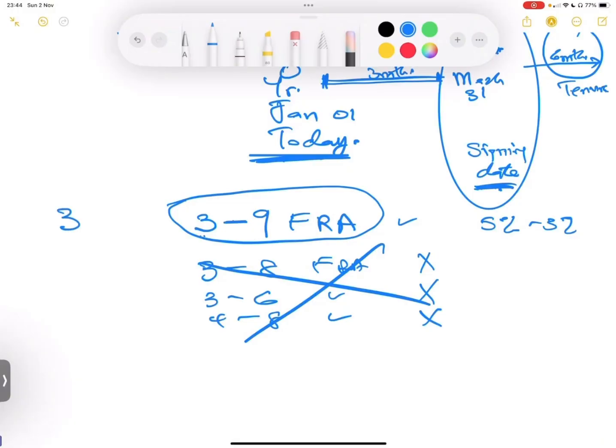The other way is they might also say 3 versus 9. It's the same thing they are saying. Whether they put dash or they put V, it's the same thing.